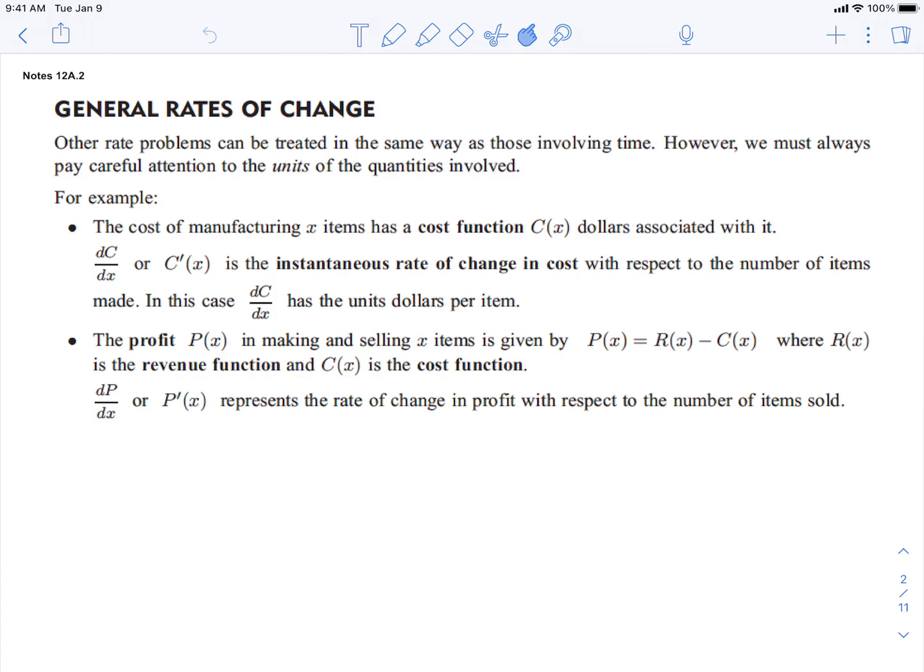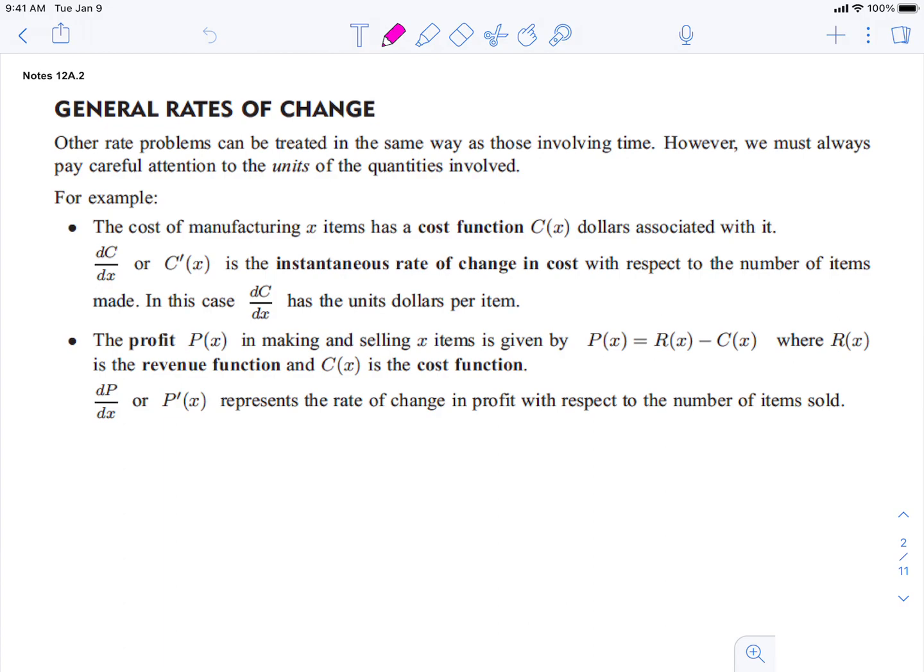Right, we're going to continue with rates of change. Other rate problems can be treated in the same way as those involving time. However, we must always pay careful attention to the units of quantities involved.